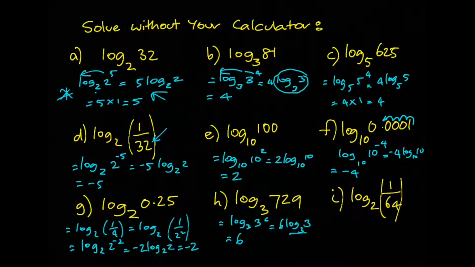Okay, with this one, so 2 to the 6 is 64. You can work that out by just continually multiplying until you've got it. So because it's the denominator here, it's log 2 of 1 on 2 to the 6, which equals log 2 of 2 to the negative 6. And that equals negative 6 log of 2 to the base 2, which is 1, and that equals negative 6.